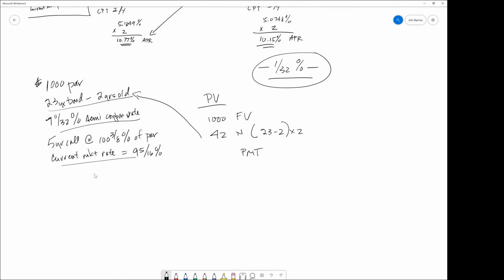Well, let me figure that for you. It's going to be 36.72. That's your payment. How did I get that? Well, okay. This relates to this number right here. You've got to take 7 and 11/32 and convert it to a decimal, multiply it by your par, which is 1,000, and divide by 2 because it's a semi-annual payment.